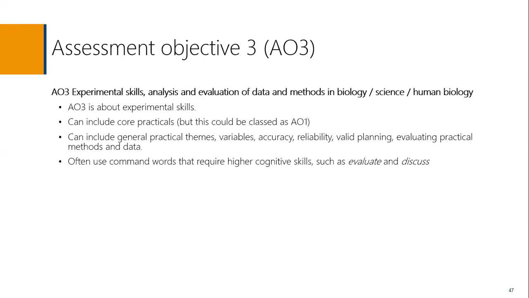AO3 is looking at practical skills. It's experimental skills, analysis, and evaluation of data and methods. It can include questions about core practicals, but quite often it will take a core practical and then put it into a different context. So it's AO3 and not AO1.